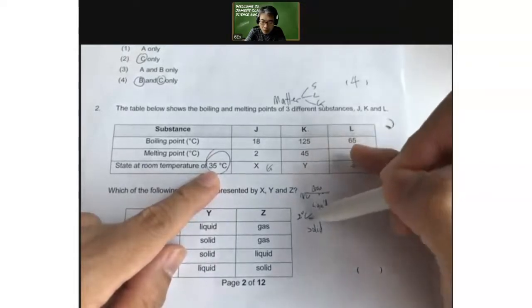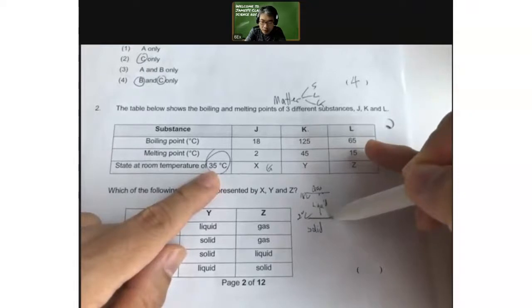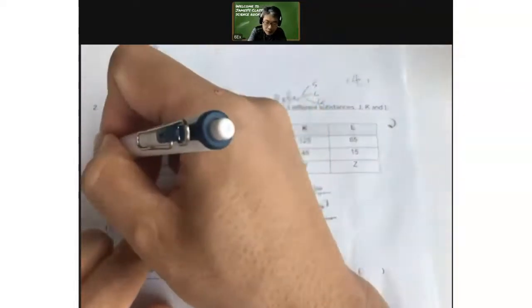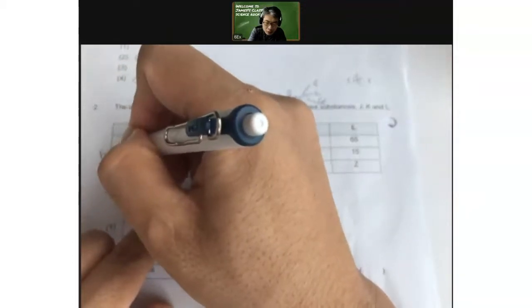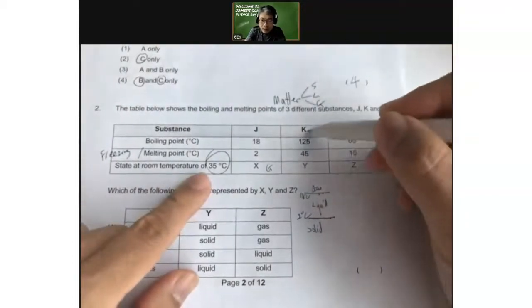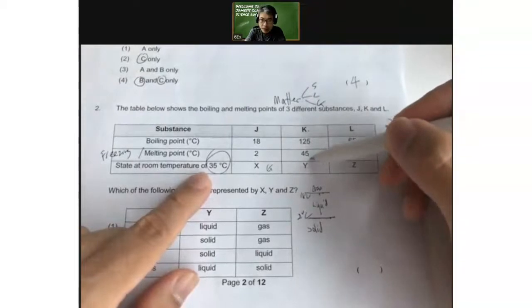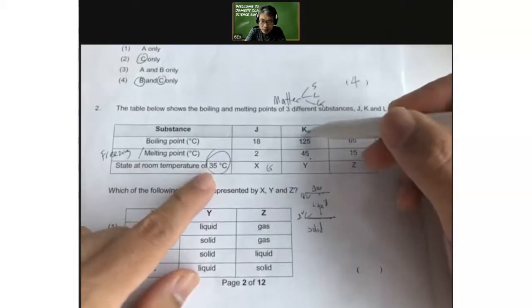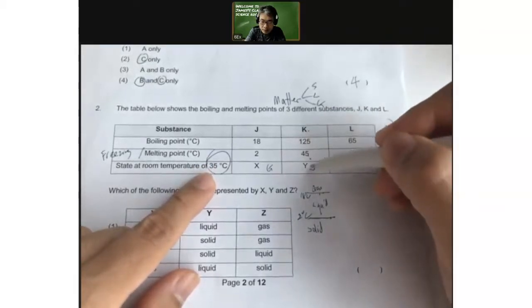Remember, melting point is the point where a solid becomes a liquid, and melting point is the same as freezing point, the exact same temperature. So it means that substance K will freeze at 45 degrees Celsius, and any temperature below it will be a solid. So at 35 degrees Celsius, substance K is in the solid state.